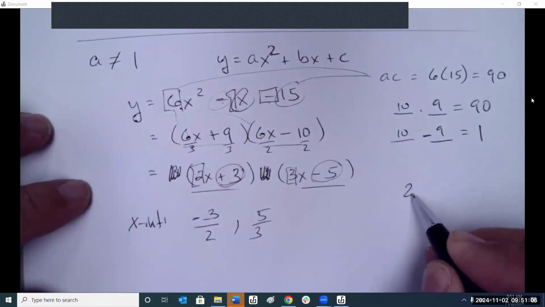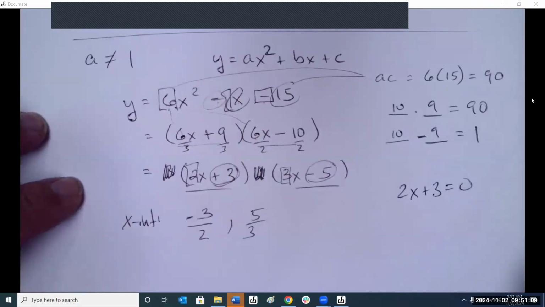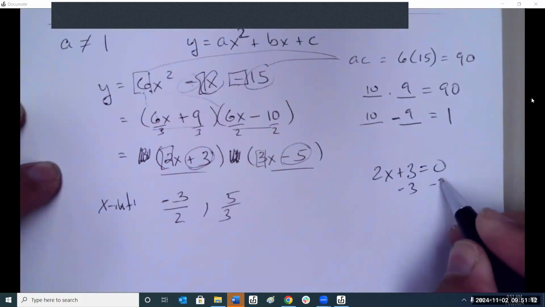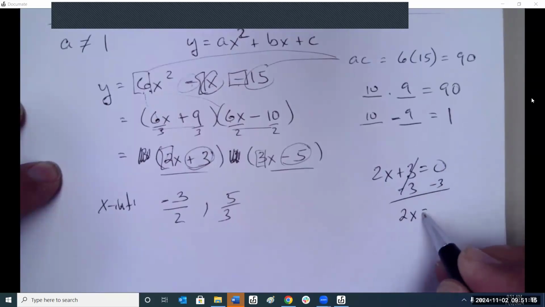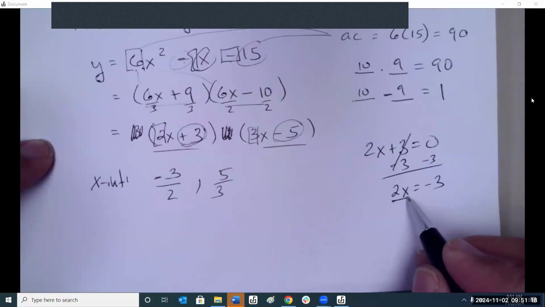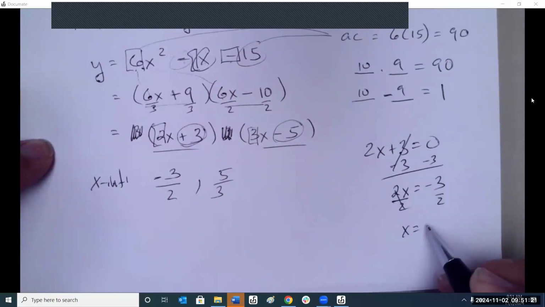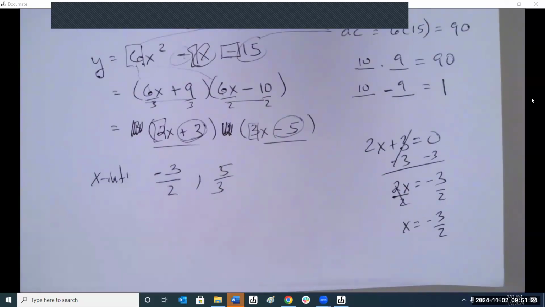Let's see how that works. 2x plus 3 equals 0. Subtract 3 from both sides. And divide by 2. Sure enough, it works. But you can use whatever method you want to. So far, so good. So it's not much of a difference if A isn't 1 anymore. It's just one extra step.